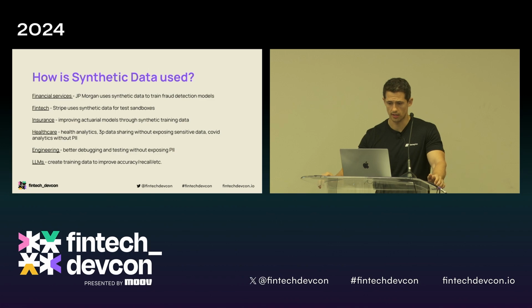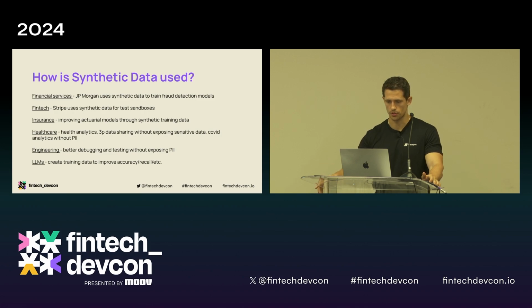Fintech: Stripe uses synthetic data for test sandboxes. If you've ever used a Stripe account, they have this test sandbox feature where you can test payments and stuff. They use synthetic data to seed that test sandbox with data that actually works, but isn't sensitive. So you don't have to worry about the security and the privacy of it.